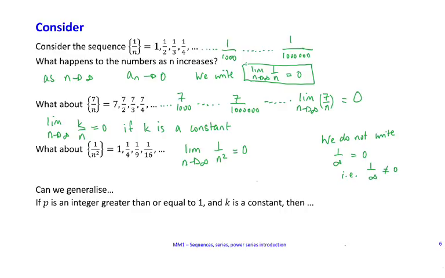Okay. Anyway, we can generalize. If p is an integer greater than or equal to 1, and k is constant, then the limit as n goes to infinity of k over n to the power of p is equal to 0. So we're just generalizing there.